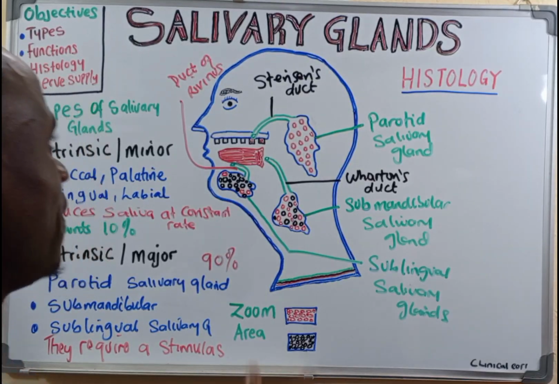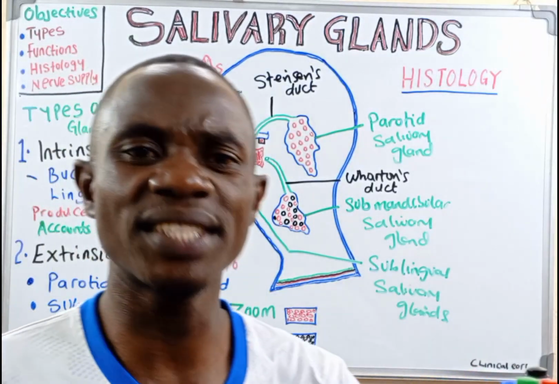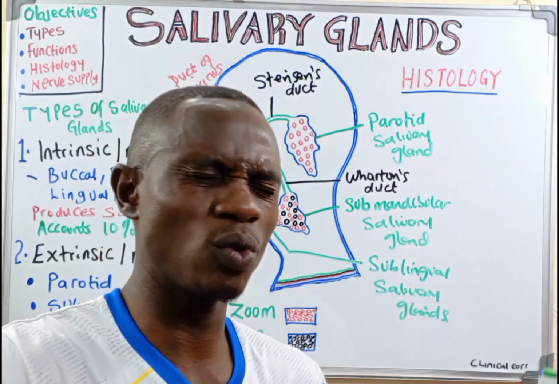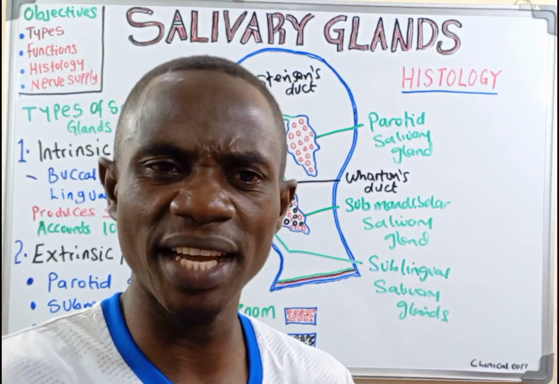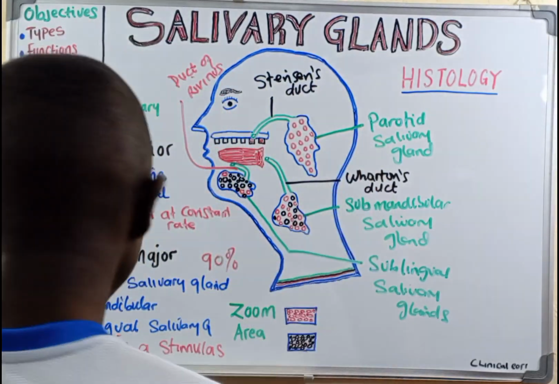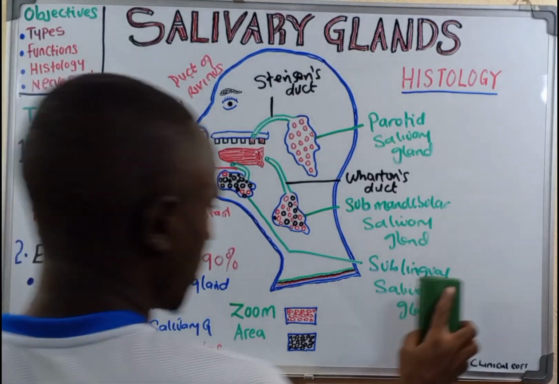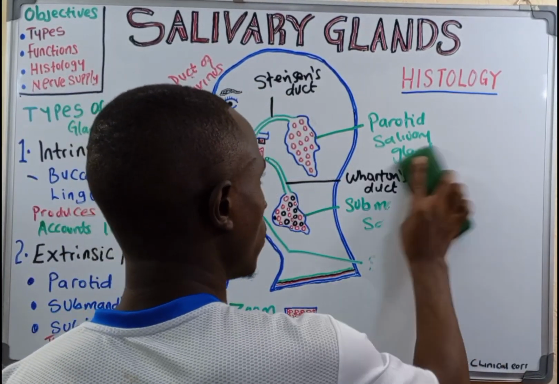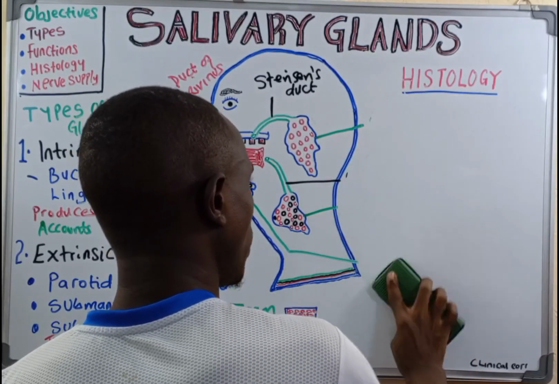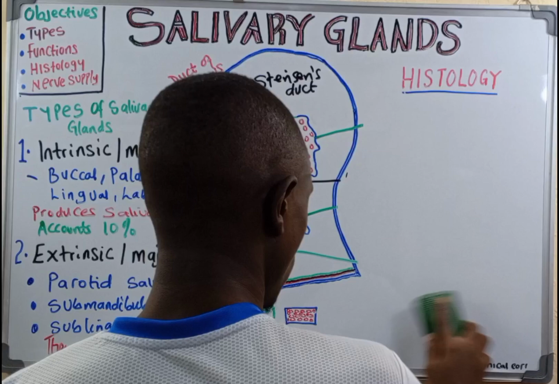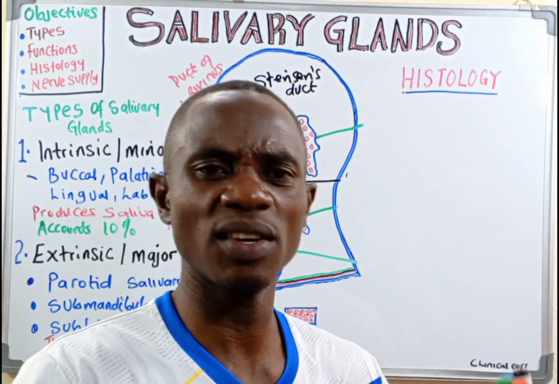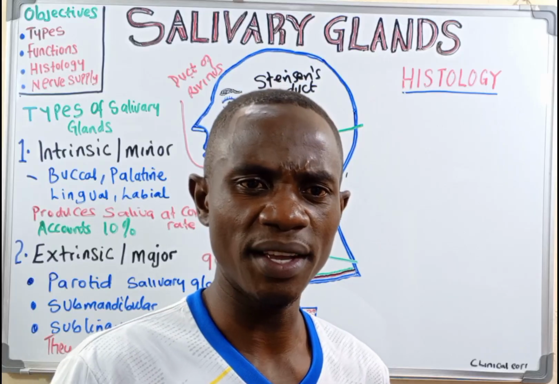So now, having seen that, let's go ahead and see the histology part of the salivary glands. We need to know what are those cells that really make the different types of salivary glands. Okay, so now let's see the histology part of the salivary glands. Of course, when we are talking about the histology, we mean the cellular makeup. Which kind of cells do we find in the salivary glands?